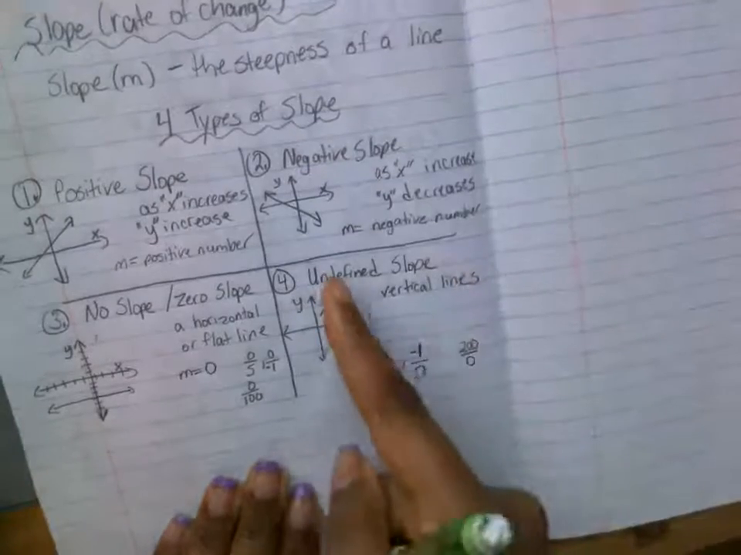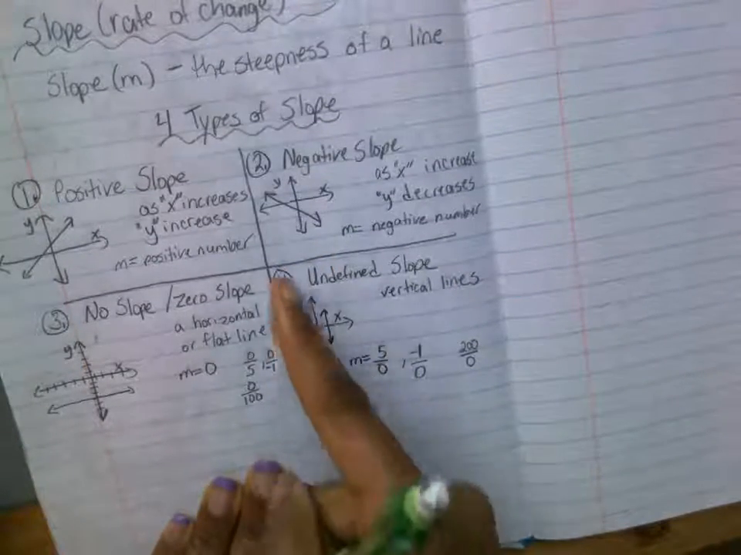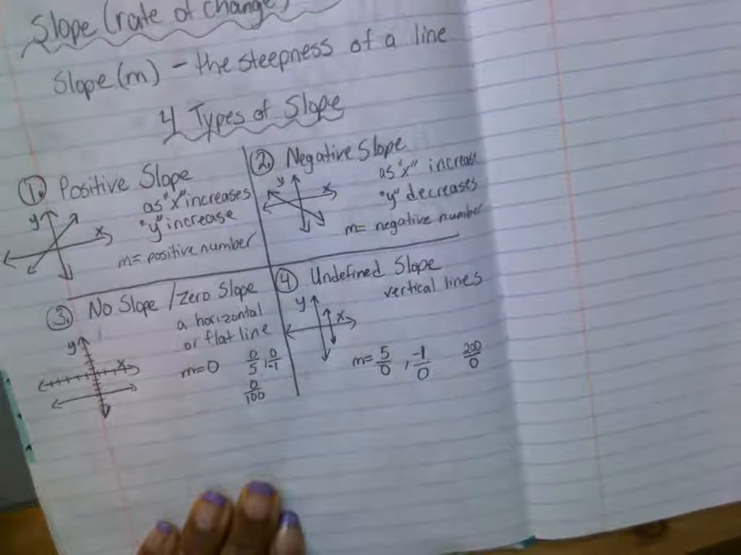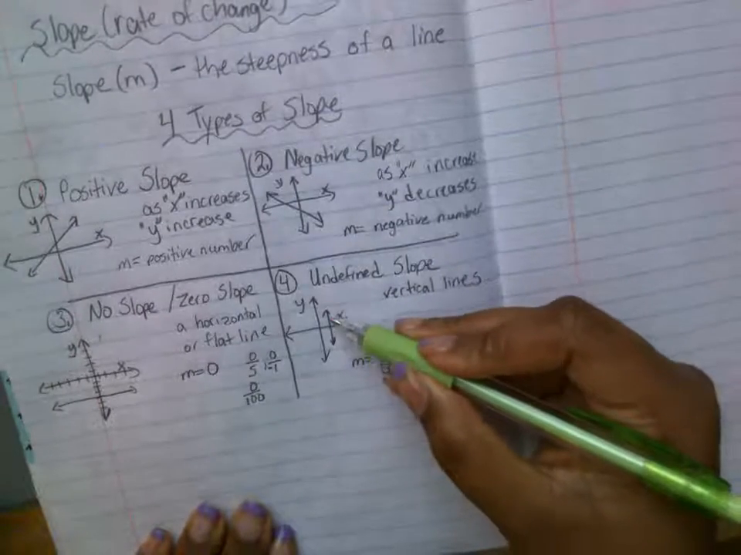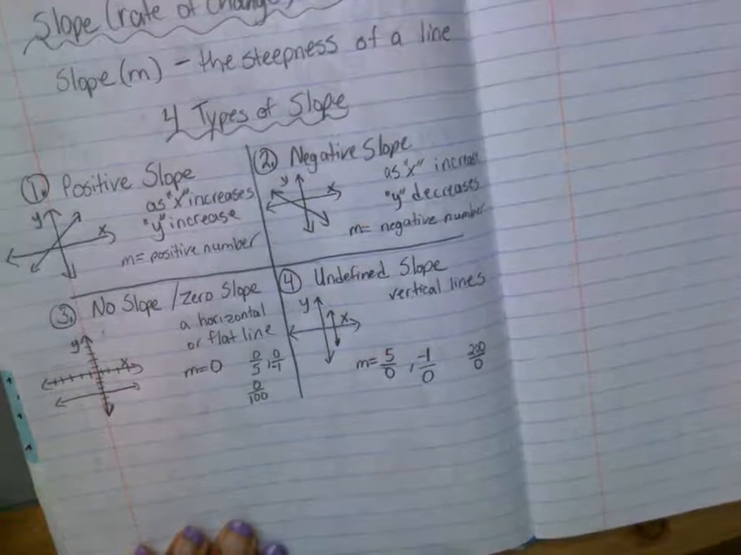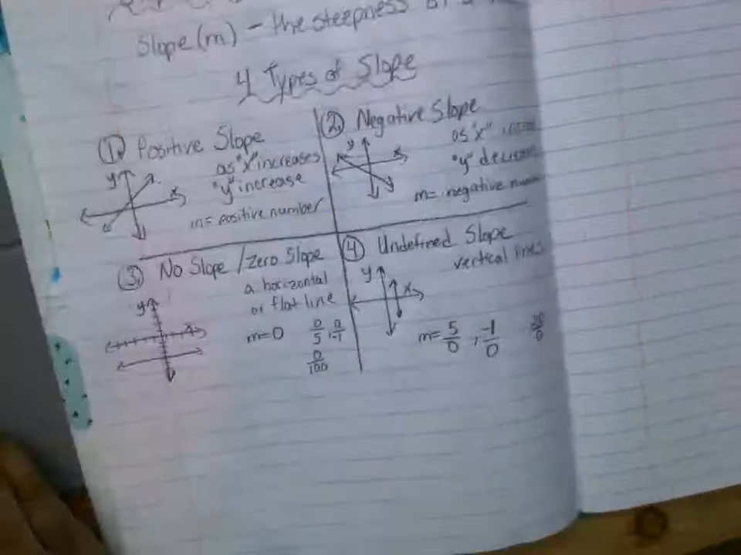It doesn't matter if it's on this side of the y-axis or the other side of the y-axis. Vertical lines have undefined slope. Logically, I couldn't walk up this line. I'd have to climb it. It has undefined slope there. I'm going to pause for the cause.